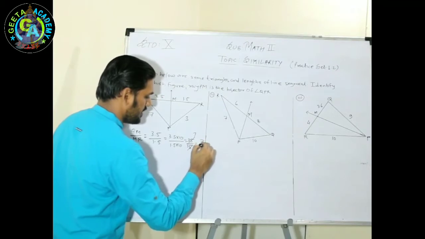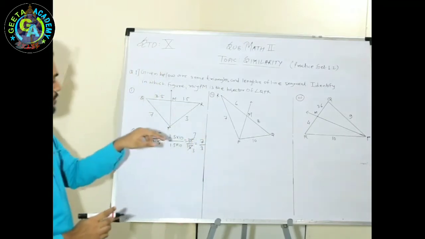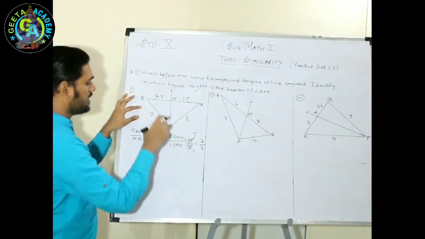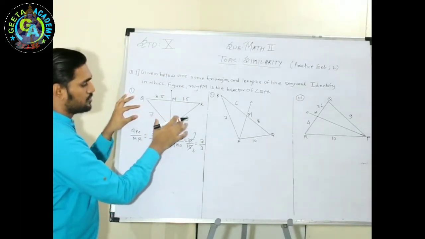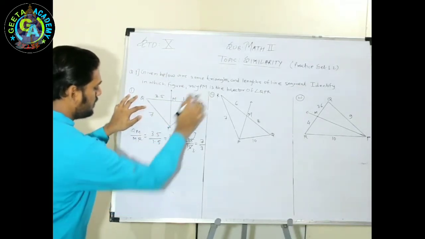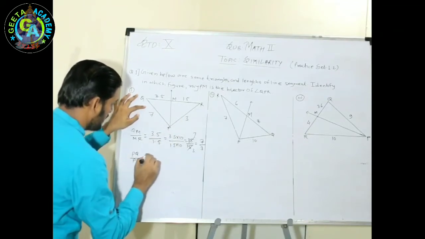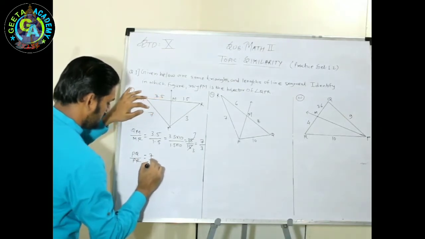The answer will be 7 upon 3. And here we have to take the ratio of the other two sides of the triangle, that is PQ and PR. So PQ upon PR. PQ value is 7 and PR is 3.